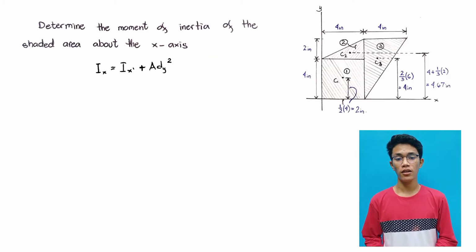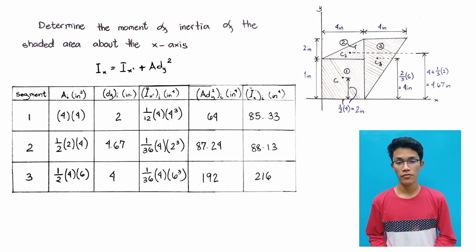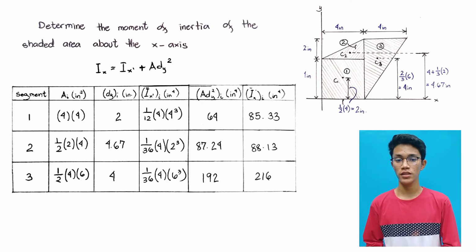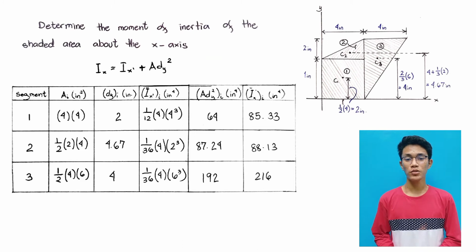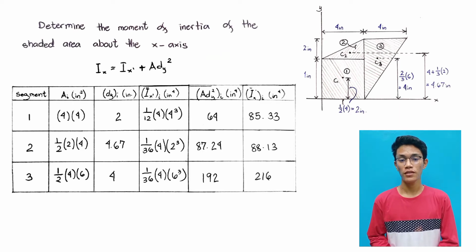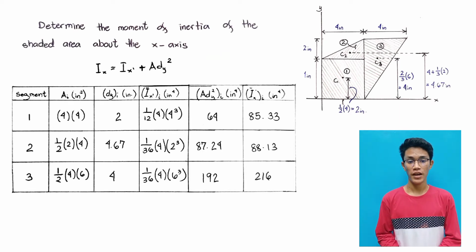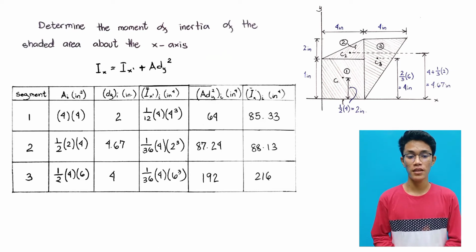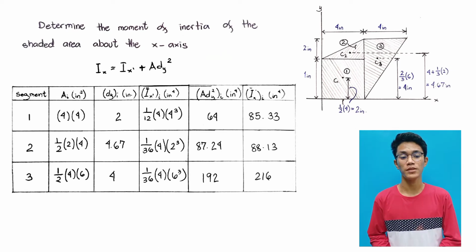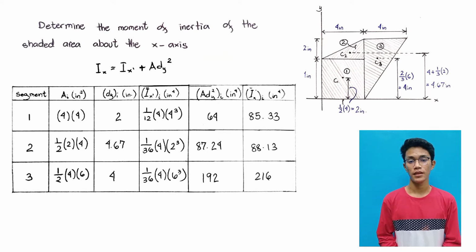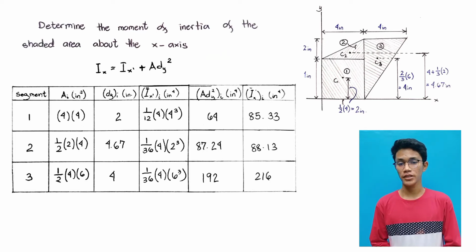For our second column, we are going to identify the area of each of the segments. For our square, the area is equal to 4 times 4. And for our triangle it is 1/2 base times height. For our second segment, 1/2 times 2 times 4 is the area. And for our third segment, it has 1/2 times 4 times 6. Let's proceed to our third column.